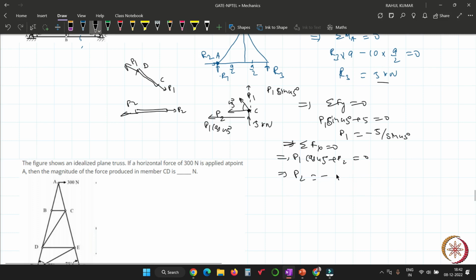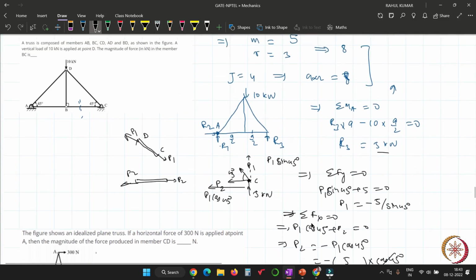So P2 equal to what? Minus P1 cos 45 degree. Now substitute P1 here. So minus P1 is what? 5 divided by sine 45 degree into cos 45 degree. And you already know that the magnitude of sine 45 and cos 45 are the same. So P2 will be what? Minus 5 kilonewton.